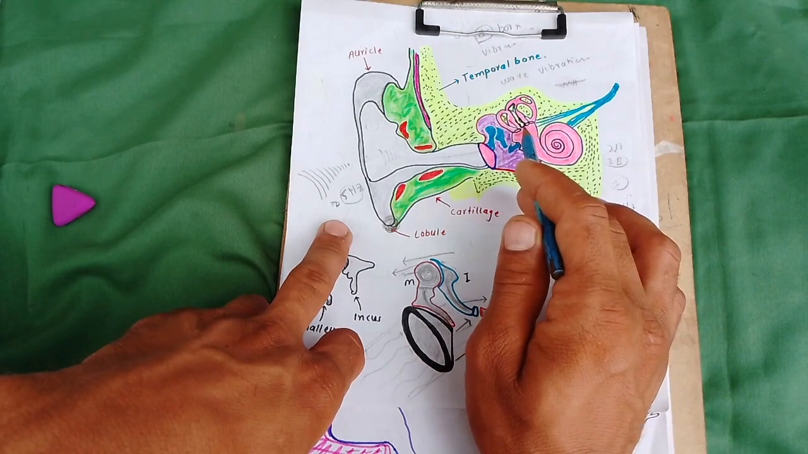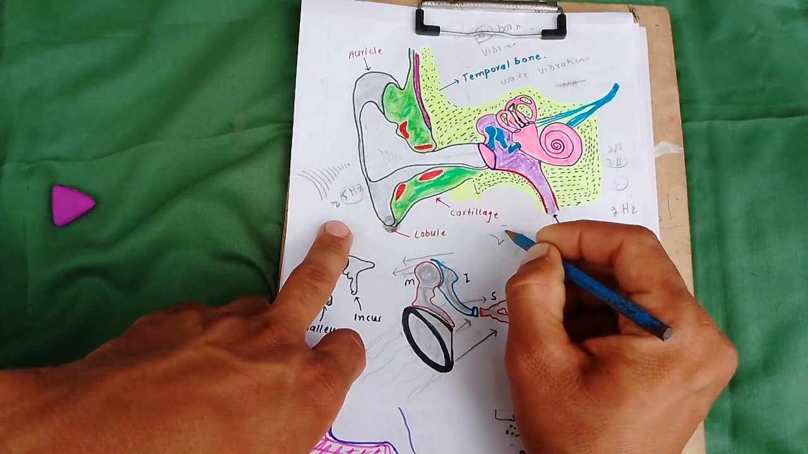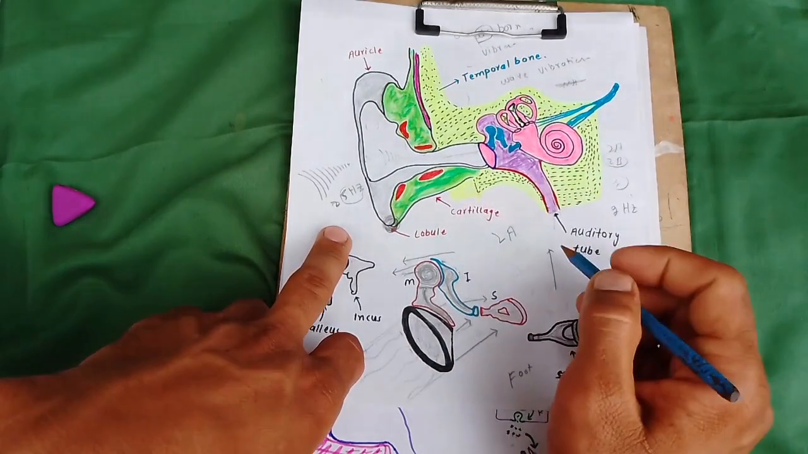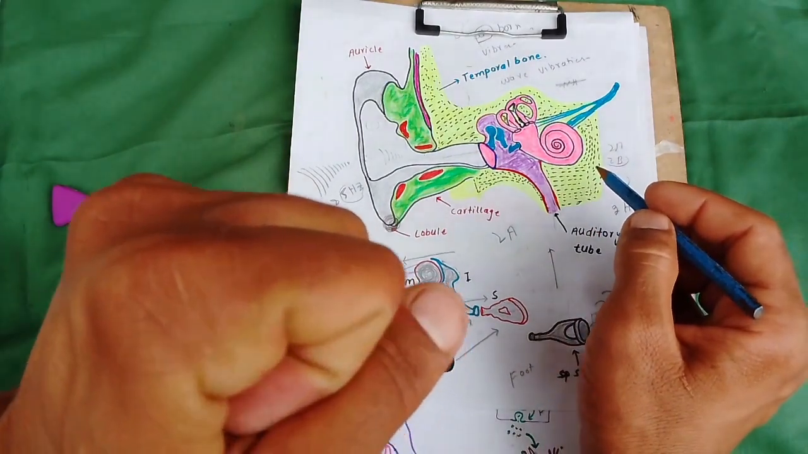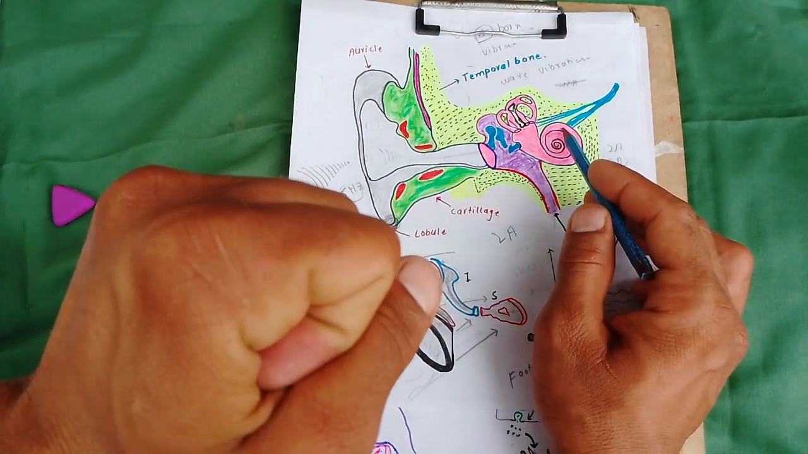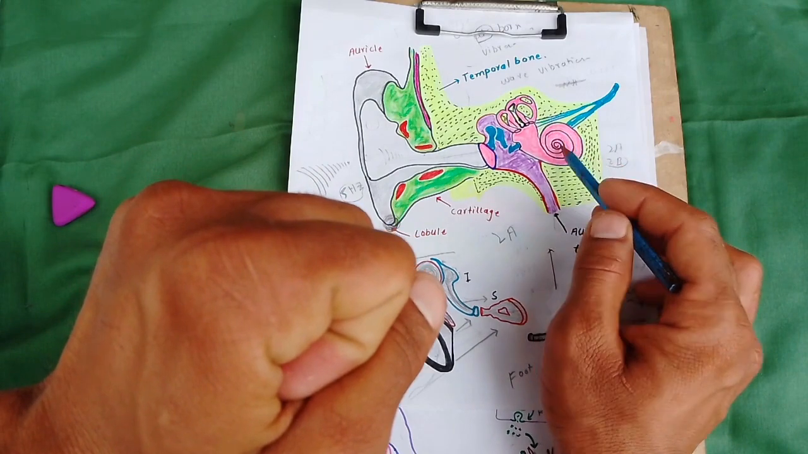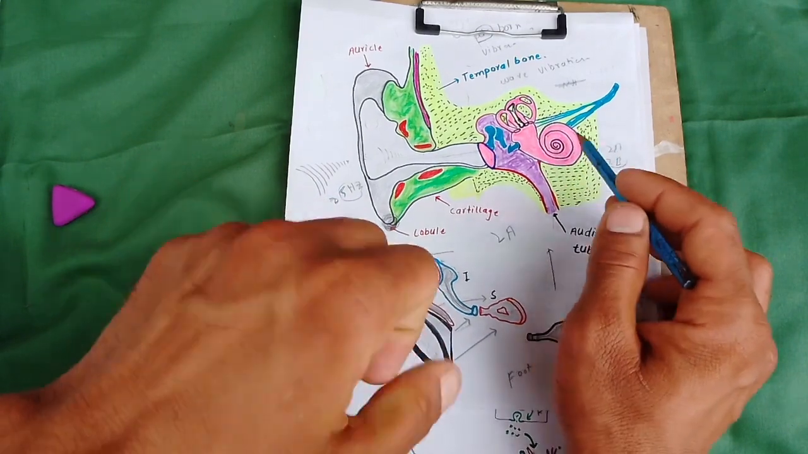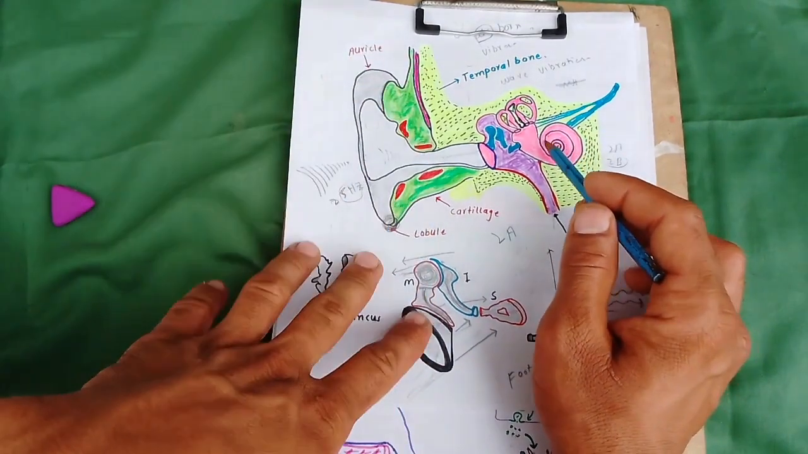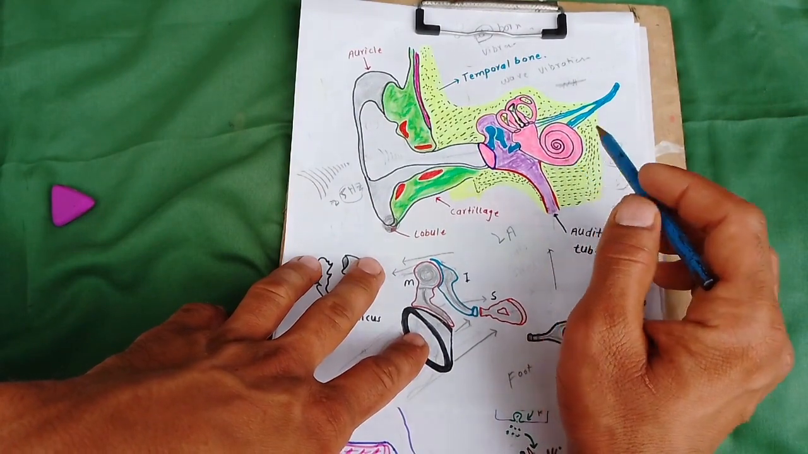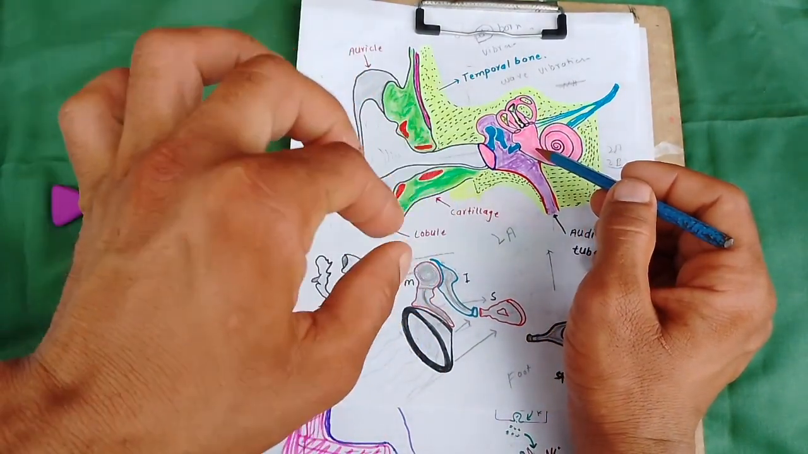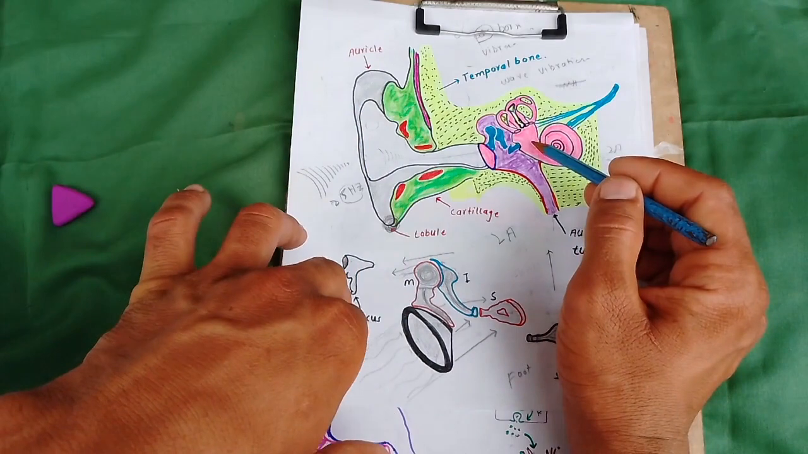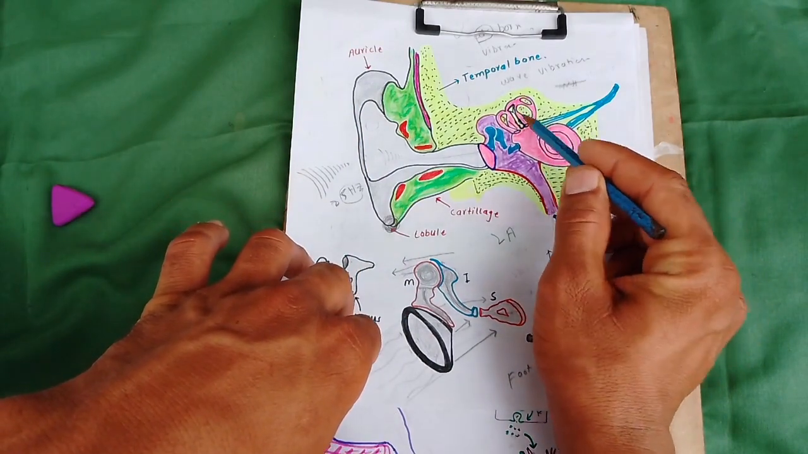But in lecture number 2A, we have already discussed the cochlea of the inner ear. This is the cochlea that was discussed in the previous class. Now I will discuss this part today in this lecture. This is the vestibular apparatus.